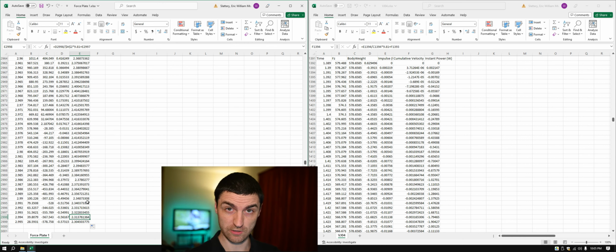Now let's go ahead and do power. So power is just velocity times their force at that period. So again, it's going to start at 0 because we're multiplying 0 by whatever the number is. So equals velocity times force, Fz. Yep, okay. Double click that on down, and we can see some rather large numbers. And again, these are going to be in watts. This is the instant power.